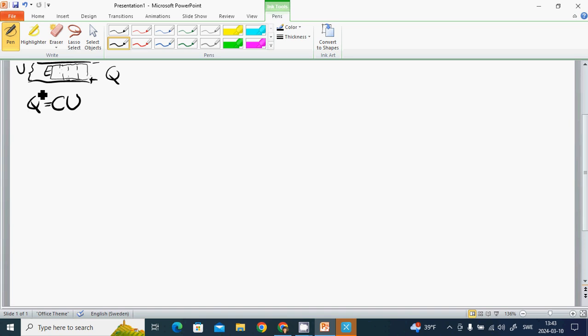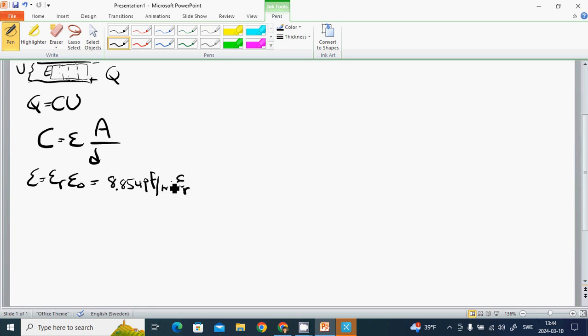And if we have a medium inside, C equals epsilon A divided by D, where D is the distance between the two plates, A is the plate area, and epsilon is the permittivity, which is epsilon r times epsilon zero, and epsilon zero is 8.854 picofarad divided by meter, multiplied by epsilon r, an item of the capacity.